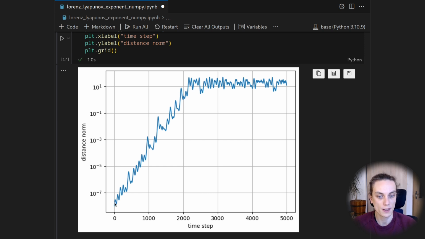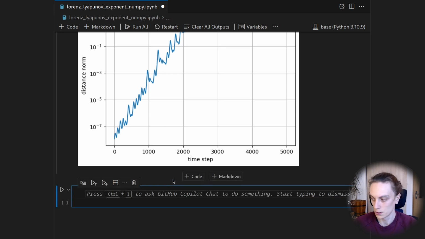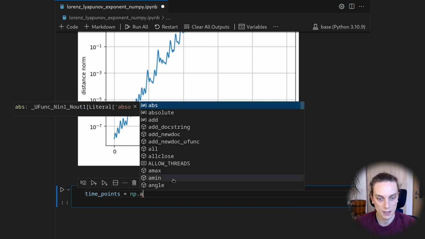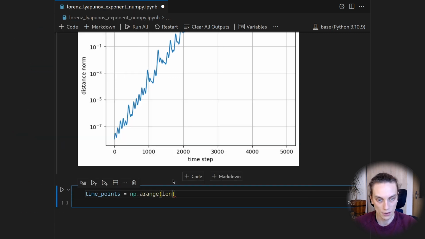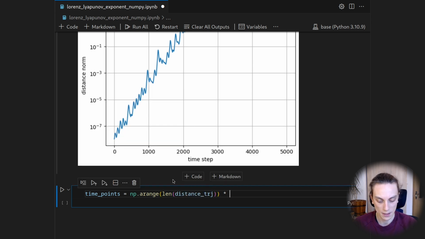We need to fit a line in here. In other words, we need to make a regression on that. So let's do exactly this. For this, we're going to prepare an array of time points. Let's say time points is NumPy.arange on the length of the distance trajectory multiplied with the Lorentz stepper, sorry, not the Lorentz right-hand side, but the Lorentz stepper.dt.